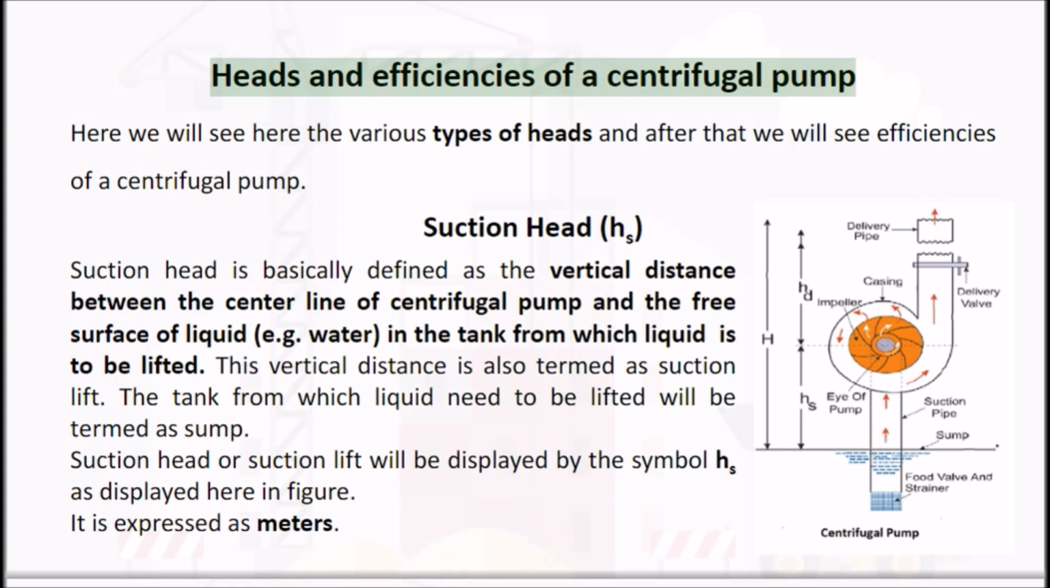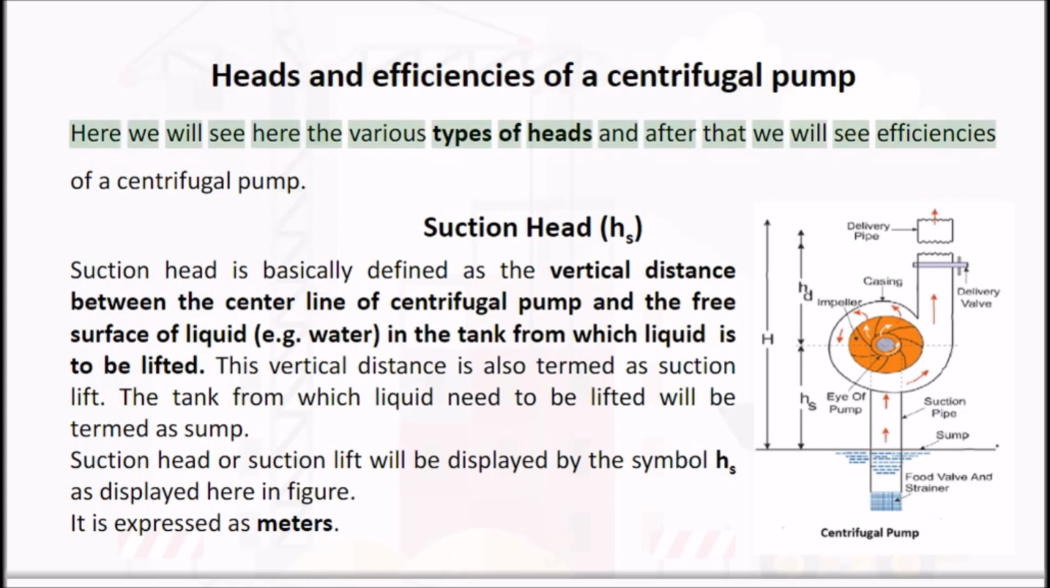Heads and efficiencies of a centrifugal pump. Here we will see the various types of heads, and after that we will see efficiencies of a centrifugal pump. Suction head, Hs.